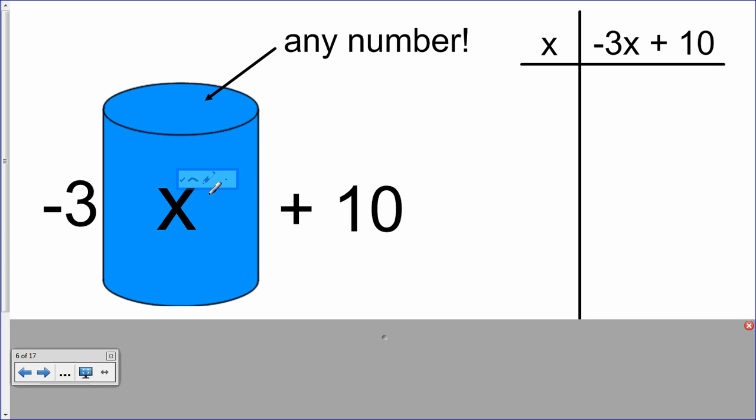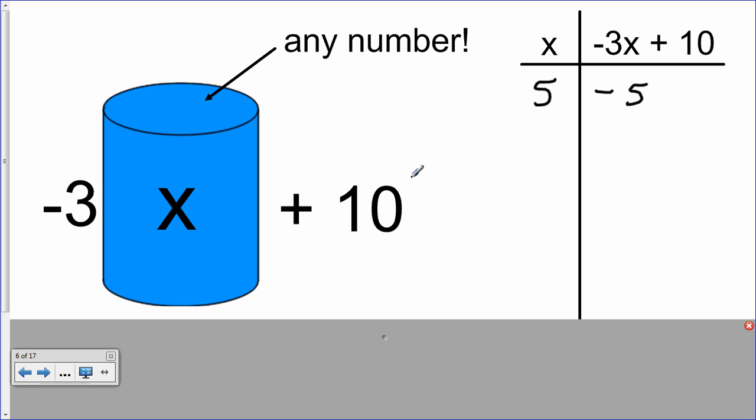So let's just say the number in the bucket is 5. We take the 5, take that number, multiply it by negative 3. 5 times negative 3 will be negative 15. And then we take the negative 15 and we add 10 to it, and that would give us negative 5.